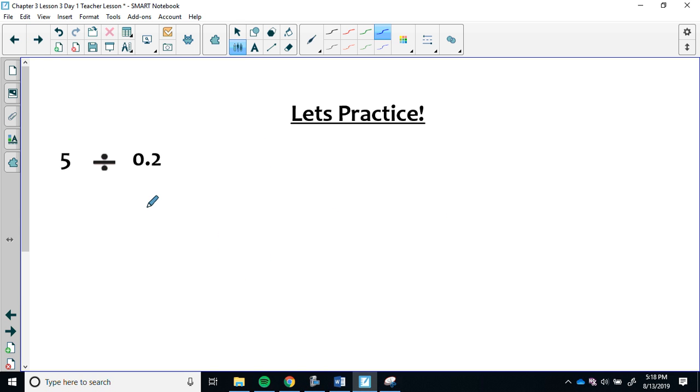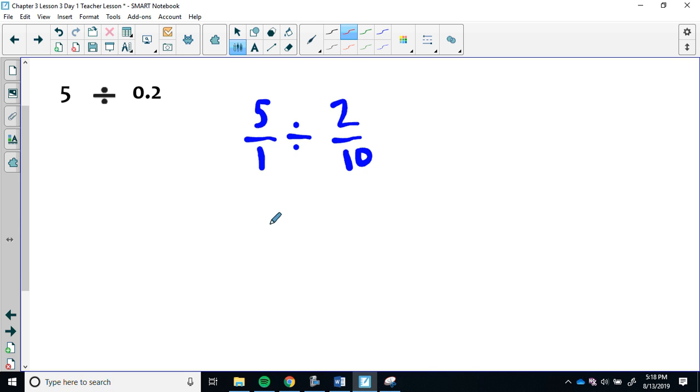Next example, 5 divided by 0.2. So let's put 5 over 1. Doesn't change the value. 5 divided by 1 is still 5. Remember, we're not changing the problem. And 2, and that number's in the tens place, so over 10. Now that we've done that, we can go ahead and change it to a multiplication problem. Remember, the first fraction stays as it is, 5 over 1 times 10 over 2. That's the reciprocal.